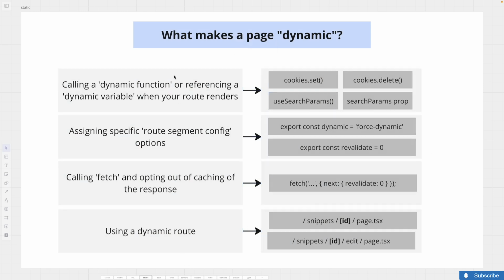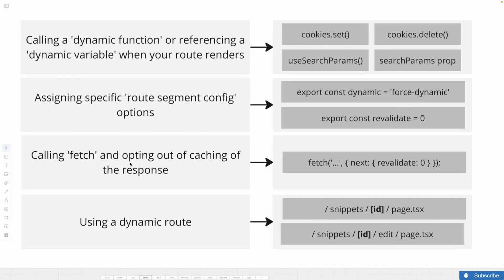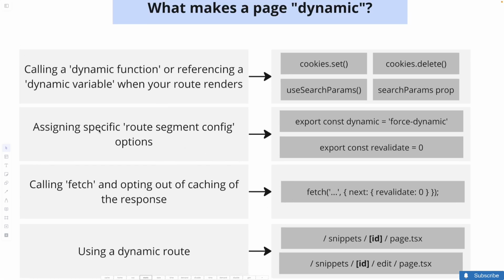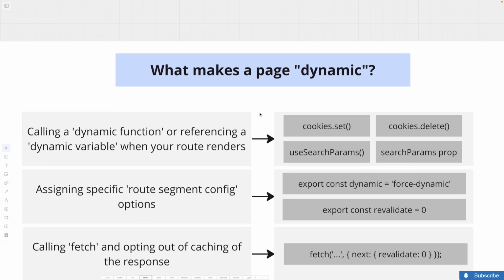So let's go from the bottom up to figure out why the home page is dynamic. Are we using a dynamic route on the home page? Nope, definitely not. Are we calling fetch and opting out of caching of the response? Nope, definitely not. We're not calling fetch at all right now. Have we assigned any route segment configuration options? No, definitely have not done that inside of our homepage. And then finally, and as you guessed, this one is the key part, are we calling a dynamic function or referencing a dynamic variable when our route renders?